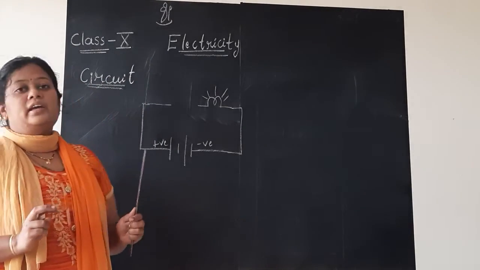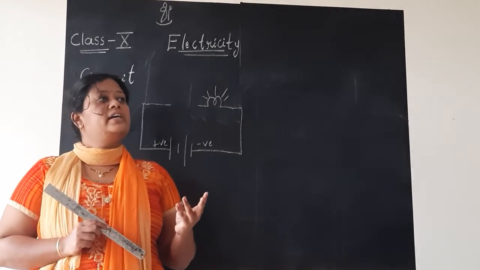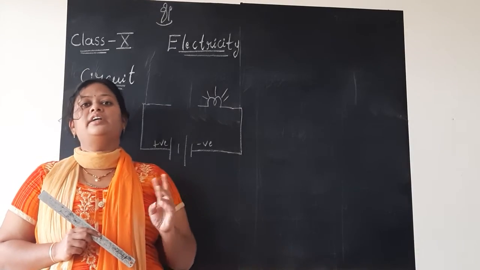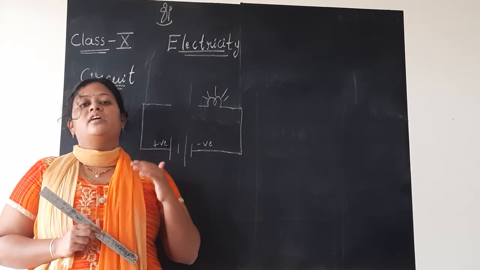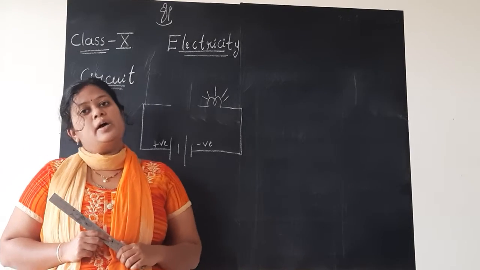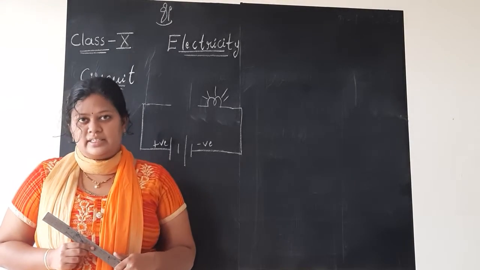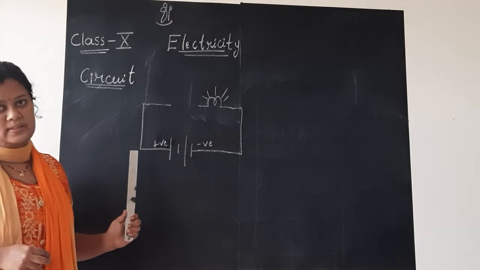So today, we have learned that ammeter and voltmeter are the devices used to measure the current and voltage respectively, and we have studied that ammeter is connected in series, voltmeter is connected in parallel. What is this series and parallel connection we should understand today. So today let us study about this electric circuit.